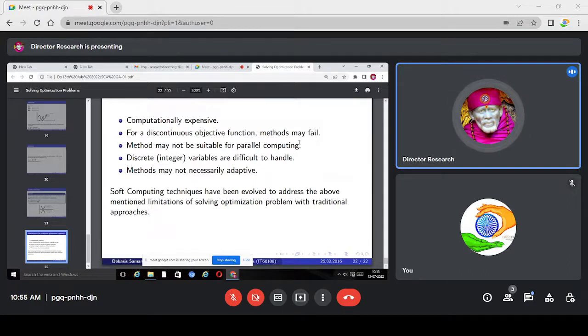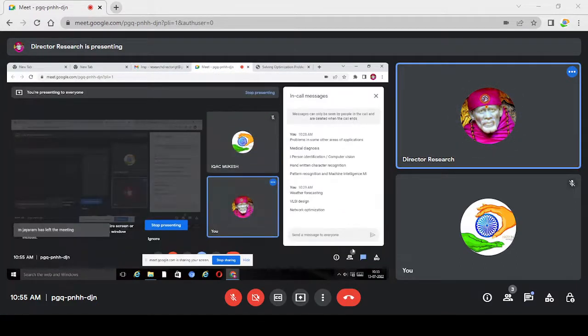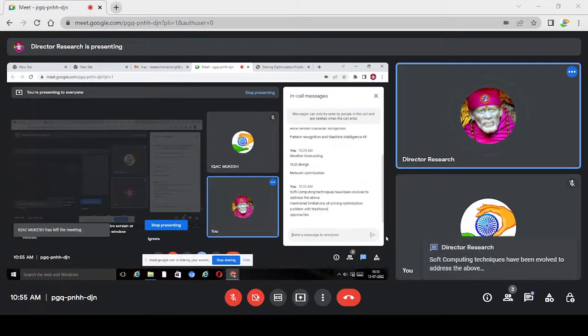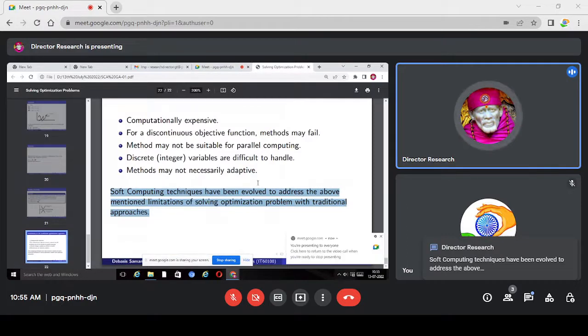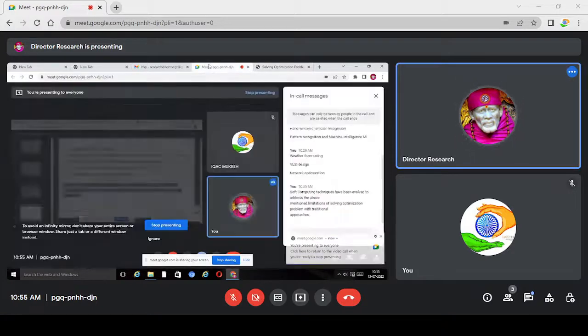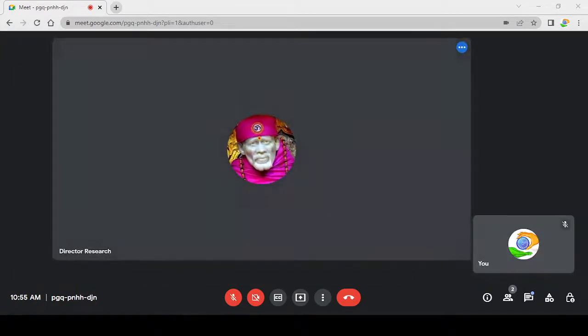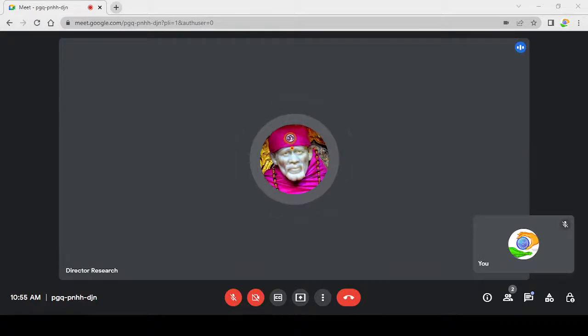This is very important. Soft computing techniques have been evaluated to address the above mentioned limitations of solving the optimization problem with traditional approaches. Okay, so the next module I want to proceed. Just understand that point very clearly.